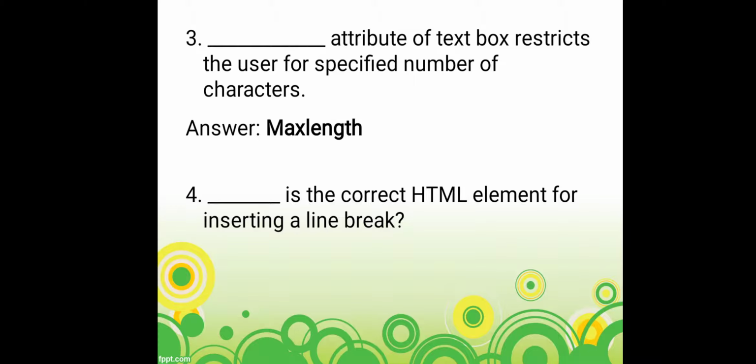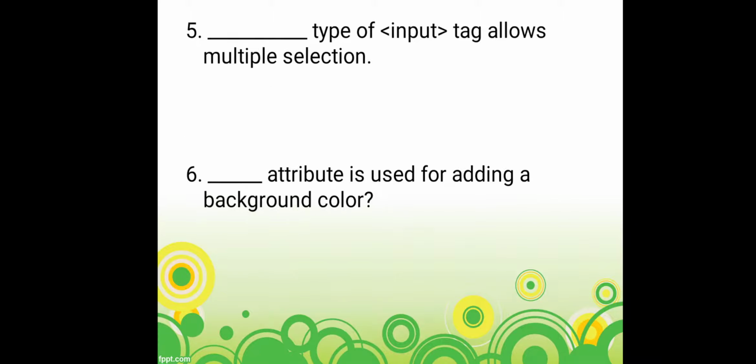Okay, so next question is: dash is the correct HTML element for inserting a line break. Line break means you have to break the line in code, to come to a new line. Many students have written correctly. It is the BR tag. Now here you can either write BR or BR in angular brackets. Both are correct, right? Next, what is the next question?